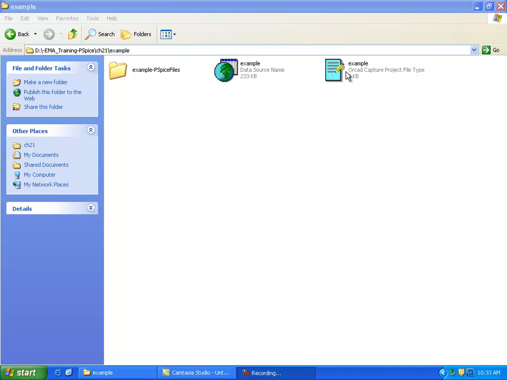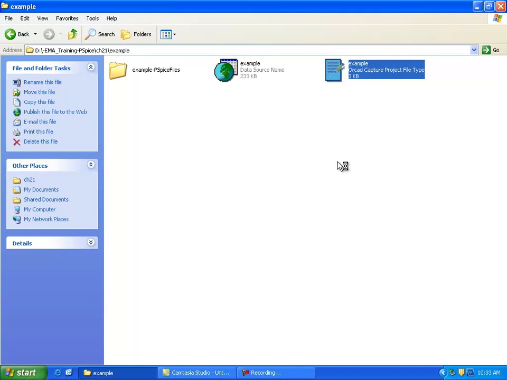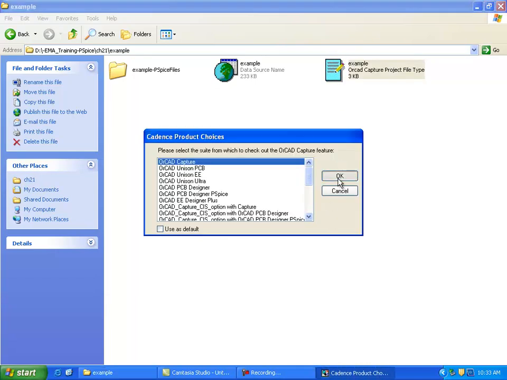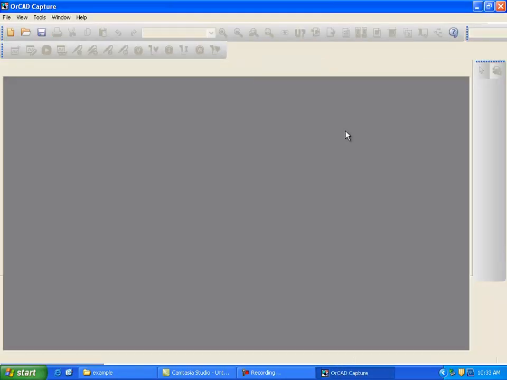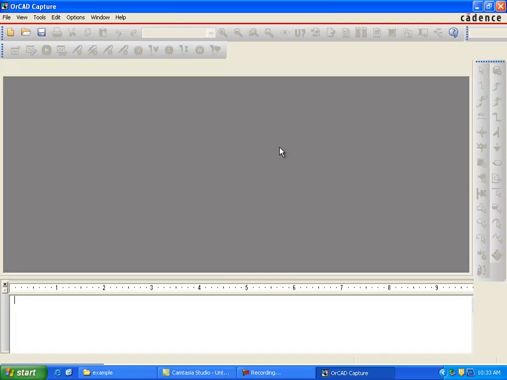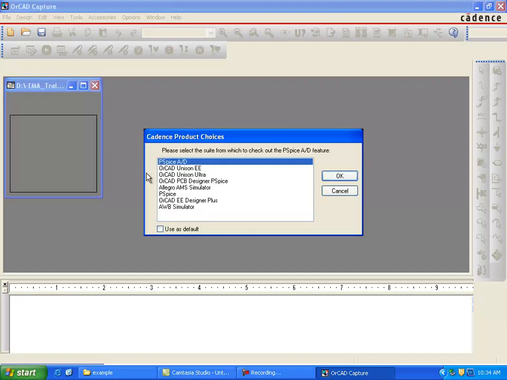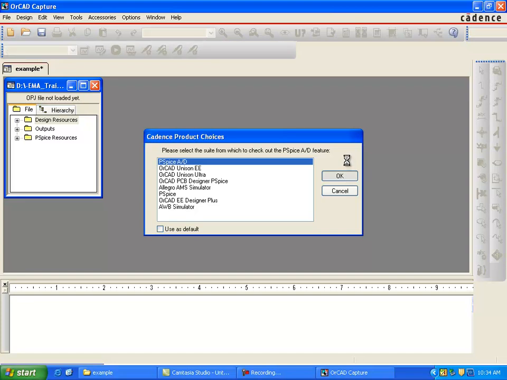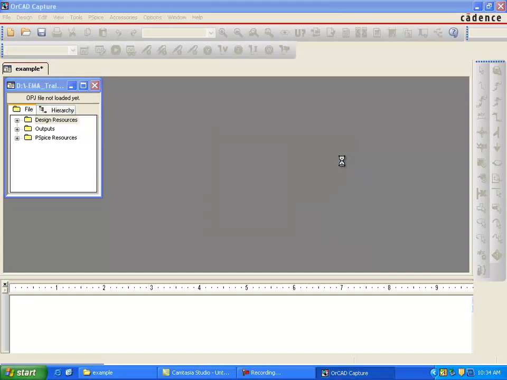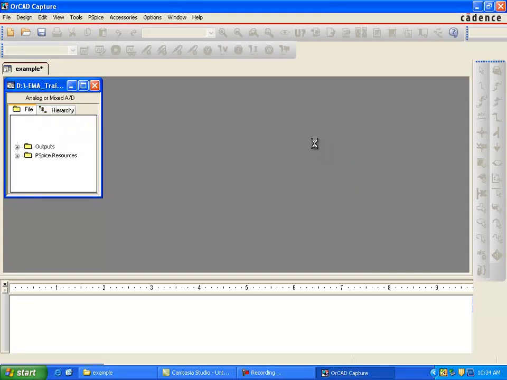In this lab, you will use the example.opg, which is shipped with the OrCAD 16.3. Just find it in Cadence OrCAD 16.3 and search for the file called example.opg. You will find this and open this file. It's already in the simulator.